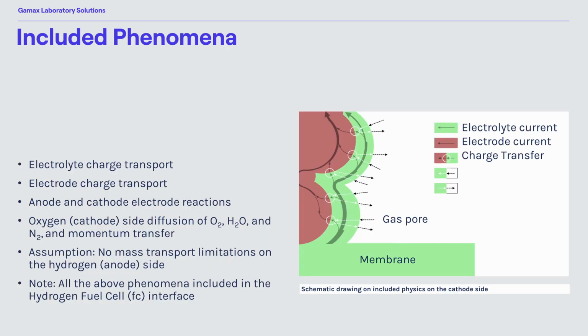So what is included? We have the charge transport for the electrolytes and also for the electrode. We have the electrode reactions. Okay, and in the model, we will see shortly. On the O2 and oxygen side, you can check which species should be included: oxygen, water, or nitrogen. You can just check or uncheck which is necessary to take into account. And there are some assumptions, like there are no mass transport limitations on the anode side. And all of this is inside the fuel cell model. So that's what we are going to do.